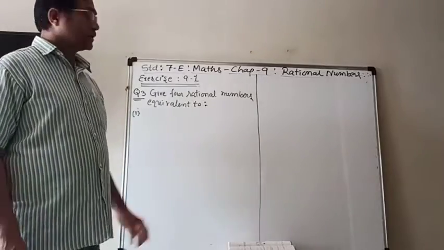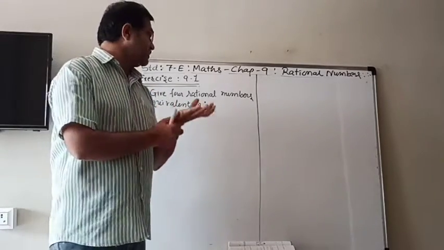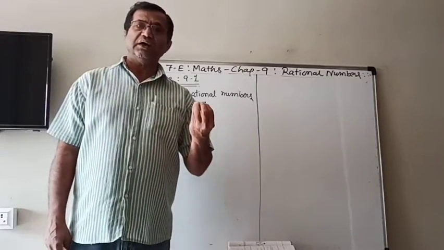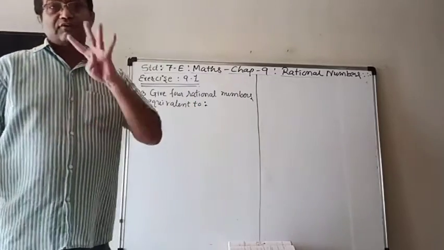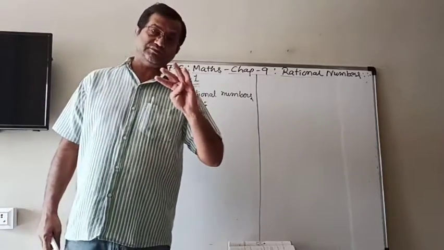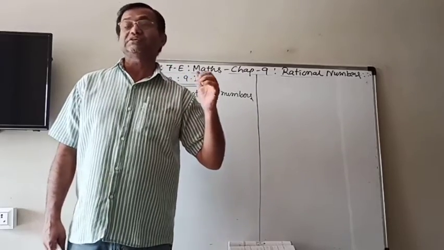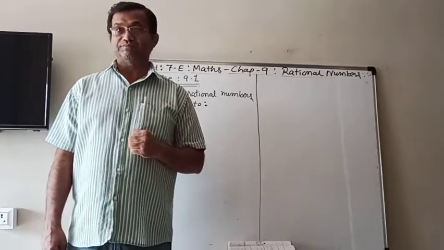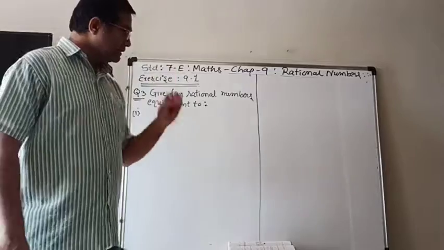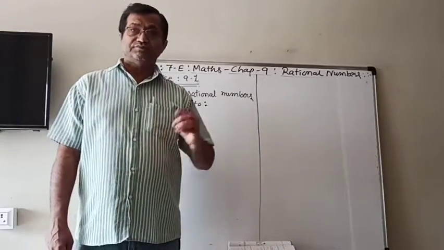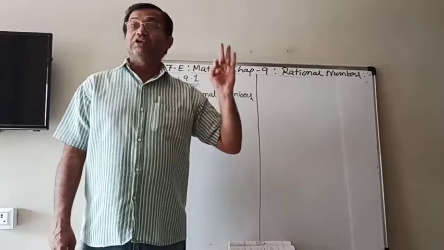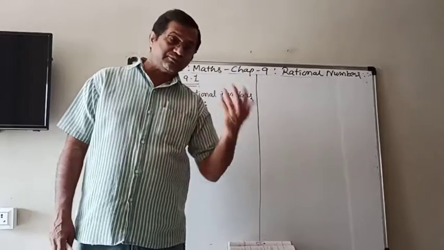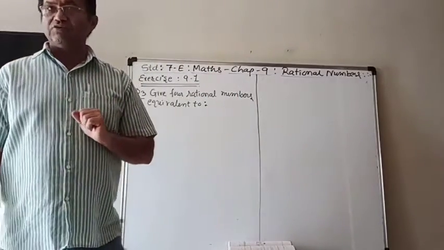Third question, in which we give 4 rational numbers equivalent to the given ones. It means that rational numbers will be given, and we have to write down another 4 rational numbers which are equivalent to each number. We know how to find an equivalent rational number: we multiply or divide the numerator and denominator with any non-zero integer. Except 0, you can take positive numbers or negative numbers also.